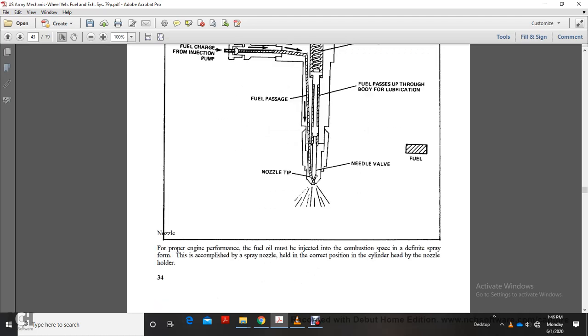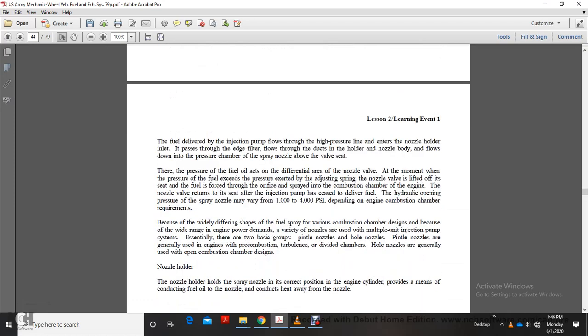Nozzle. For proper engine performance, fuel oil must be injected into the combustion chamber in a definite spray form. To accomplish this, the spray nozzle is held in the correct position in the cylinder head by the nozzle holder. The fuel delivered by the injection pump flows through the high pressure line to the edge of the nozzle holder, passes through the edge filter, flows through the ducts and holes of the nozzle body, flows down to the pressure chamber, and sprays to the nozzle valve and valve seat.